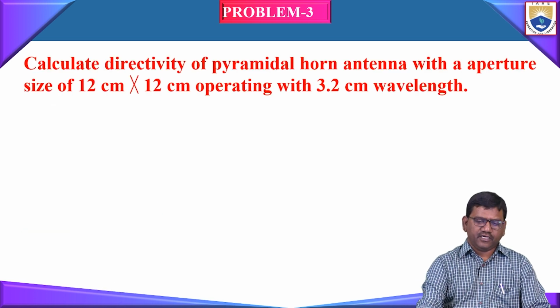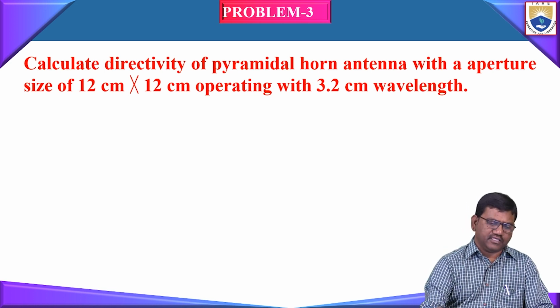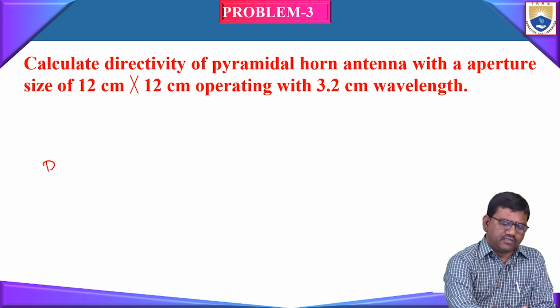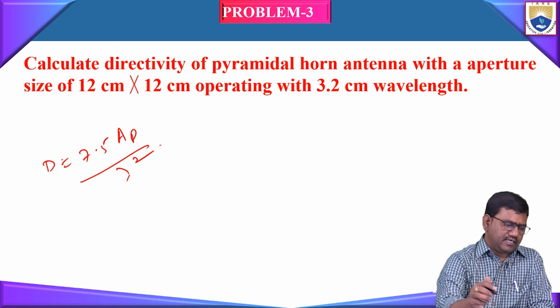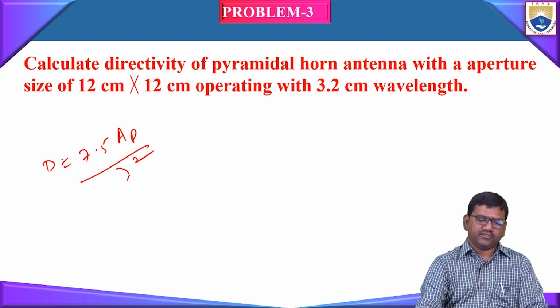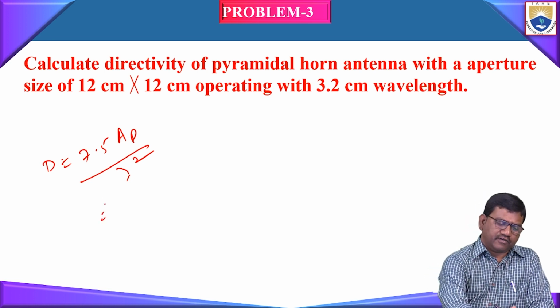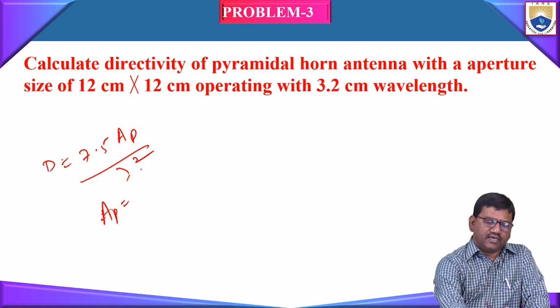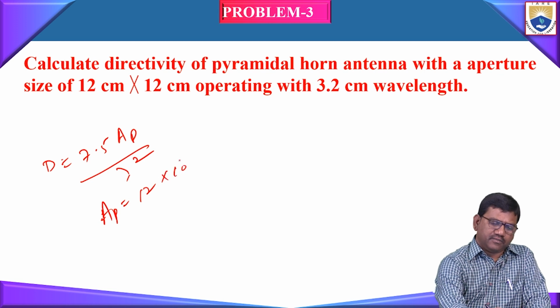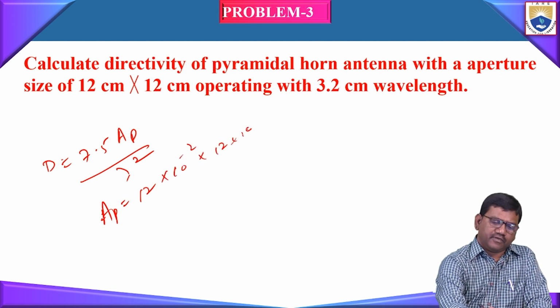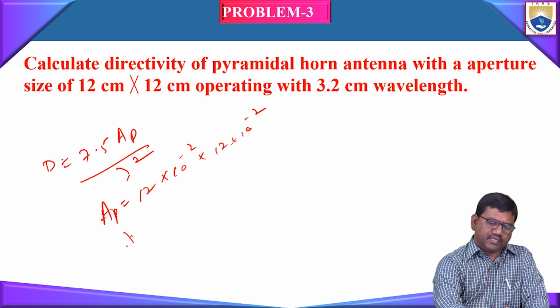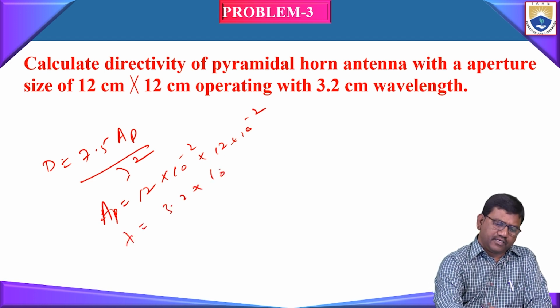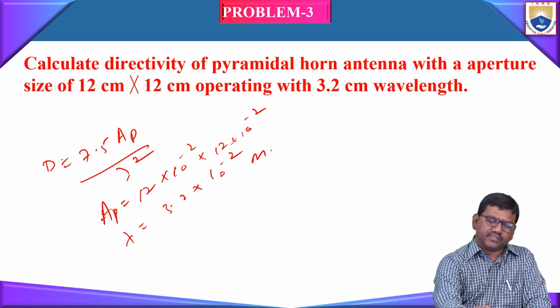Now calculate the directivity of the pyramidal horn antenna with aperture size of 12 by 12 centimeters, operating with 3.2 centimeters wavelength. Here we have a formula: D is equal to 7.5 AP by lambda square. What is AP here? In terms of meters, we can write AP as 12 into 10 power minus 2 into 12 into 10 power minus 2. And lambda is equal to 3.2 into 10 power minus 2 meters.